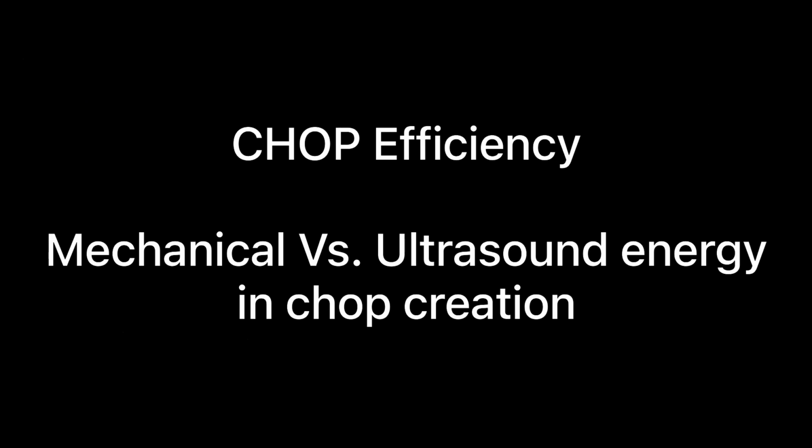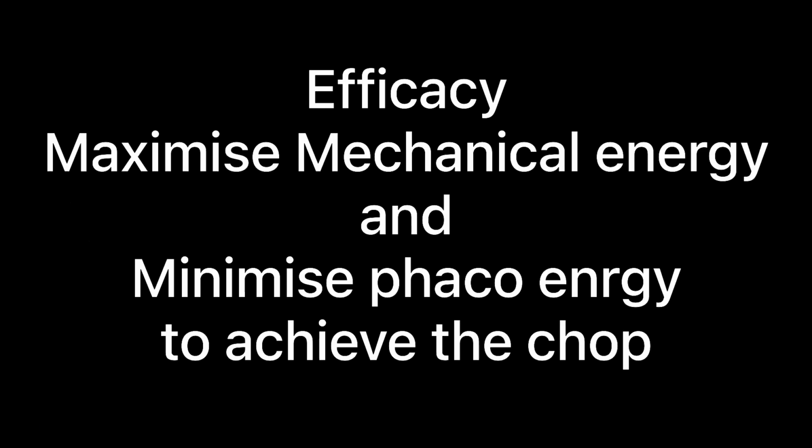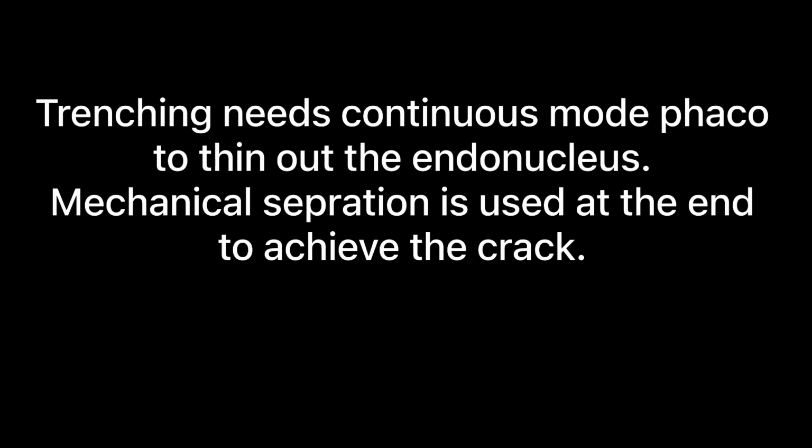Direct chop is highly efficient in creating a crack and separation, because chop actually has two components. One is creation of the crack, and then creating or separating the fragments. If we talk about efficacy, we are talking about maximizing mechanical energy and minimizing phaco energy. In the case of stop and chop, trenching needs continuous mode phaco to thin out the endonucleus. Mechanical separation is used at the end to achieve the crack.